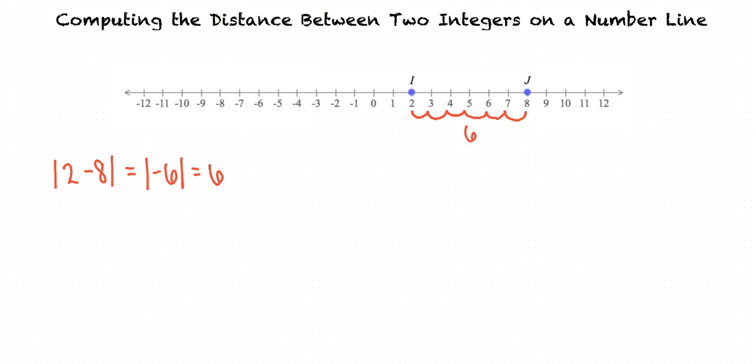Okay, so to compute the distance between two integers on a number line, we can either count the number of units between the 2 points, or we can find the absolute value of the difference between the two numbers. That's right. It seems like you're getting the hang of this topic.